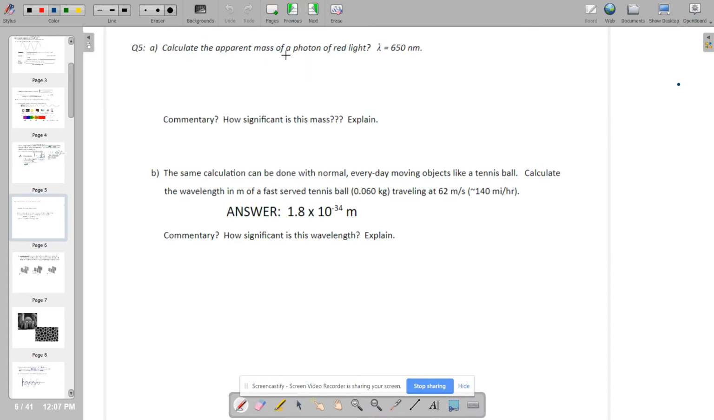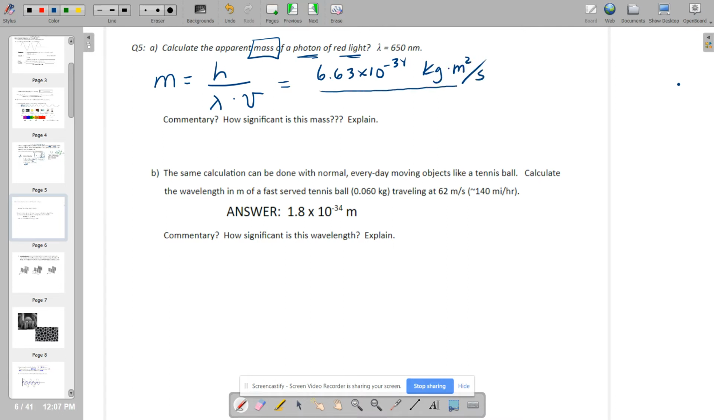So this first question is actually about a photon of red light and what mass it would have. Well, let's go ahead and tackle that. I'm going to rearrange the formula a little bit. So mass equals Planck's constant divided by wavelength times the velocity. I'm going to pop that Planck's constant in, 6.626 times 10 to the negative 34th, using those alternate units, which are kilograms times meters squared over seconds. And then how about the wavelength? It's 650 nanometers.